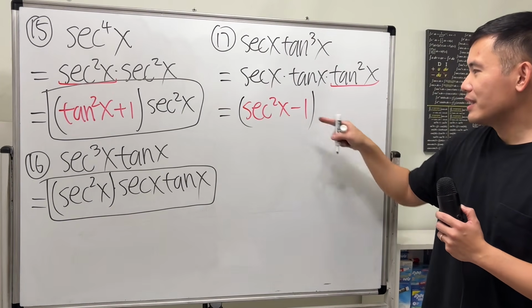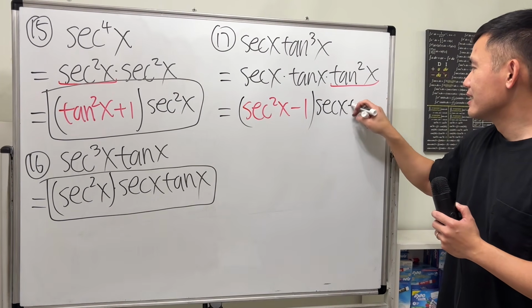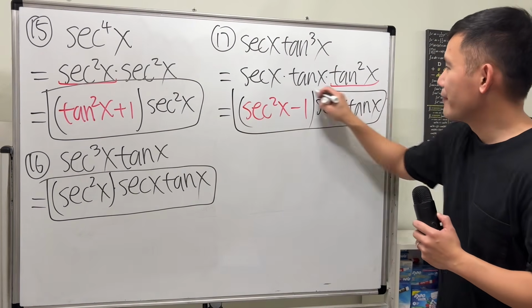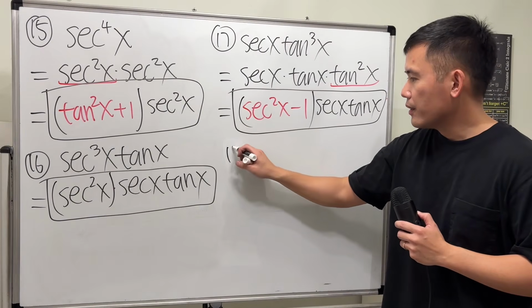So this is secant square x minus 1. And then this right here, we keep it. Is secant x times tangent x. Integral ready. Just like that.